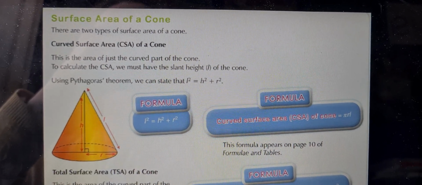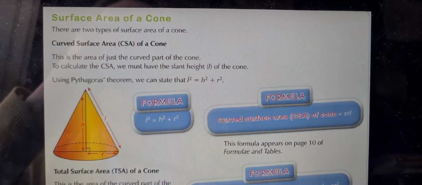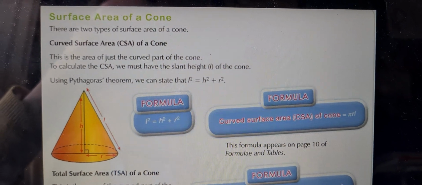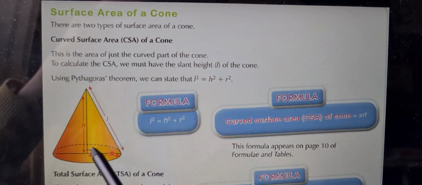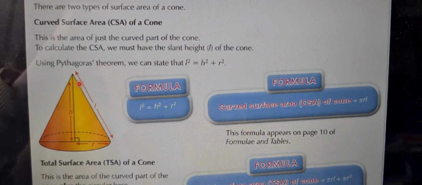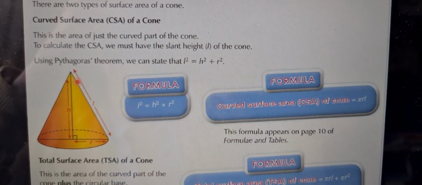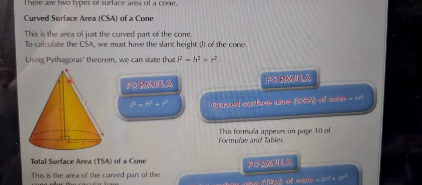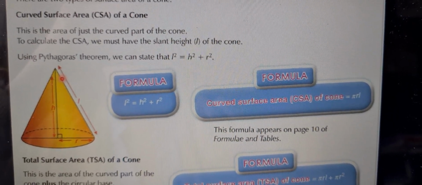Now we're looking at the surface area of a cone. Remember, a cone is made up of a circular bottom and a curved circular side, if you want. Well, I won't really call it a side, but it goes all around the cone. If you think of a Cornetto, a Cornetto has a wrapper going all the way around it, and that would be the curved surface area.